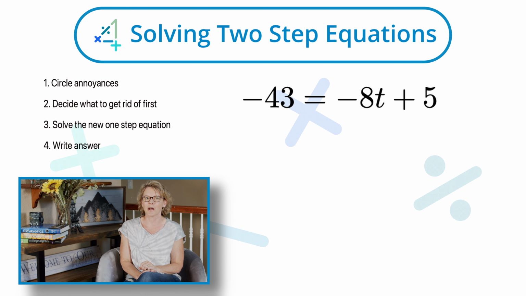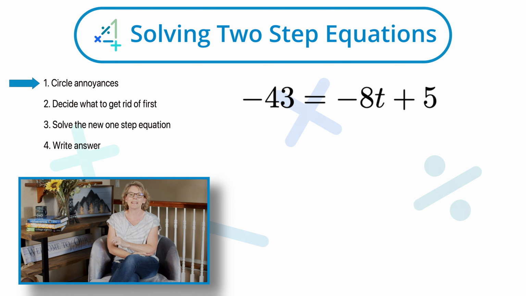First, we have this one. Negative 43 equals negative 8t plus 5. Step 1. What's annoying the letter? Do not be tricked that the variable is on the other side of the equal sign. The negative 8 and the plus 5 are annoying it. The negative 43 is happily hanging out on the other side of the equal sign, so we'll just let him be.